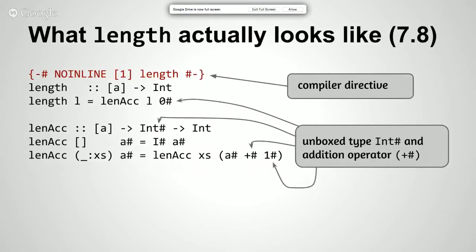This is what length actually looks like in GHC 7.8. So it does use the tail recursion. That's what the local accumulator function is. Essentially, it's threading through the accumulator so that it can eliminate the tail call. And it's using unboxed types, which I might get to later in the series. That's for optimization, because your regular int is boxed. There's a compiler directive saying no inline. This is what optimized code looks like. Probably looks like gibberish, but it's not really that bad.